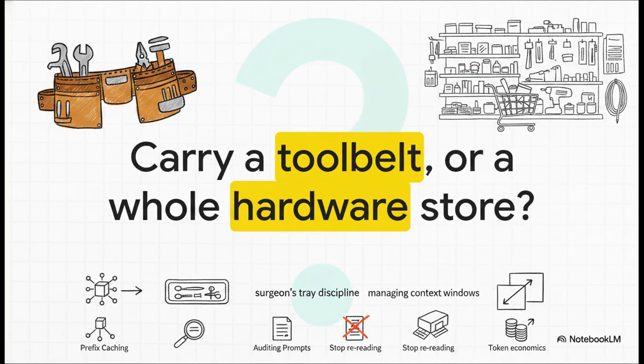I want to wrap up this explainer with a really provocative thought directly from the source text. When you look at your own enterprise AI systems, you have to ask yourself, are your agents carrying a focused tool belt, or are you forcing them to drag the entire hardware store into every single interaction? By mastering prefix caching, demanding the strict discipline of the surgeon's tray, and actively managing those context windows, you can literally turn a crippling AI bill into a lean, highly efficient engine. It's time to audit your prompts, stop paying to reread what you already know, and finally take control of your token economics.